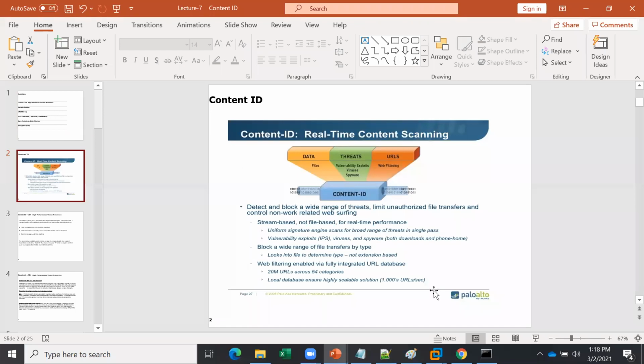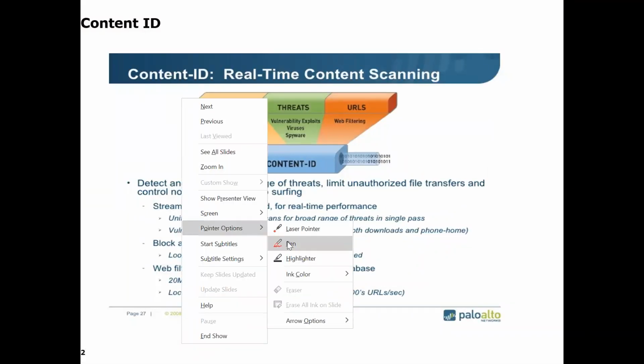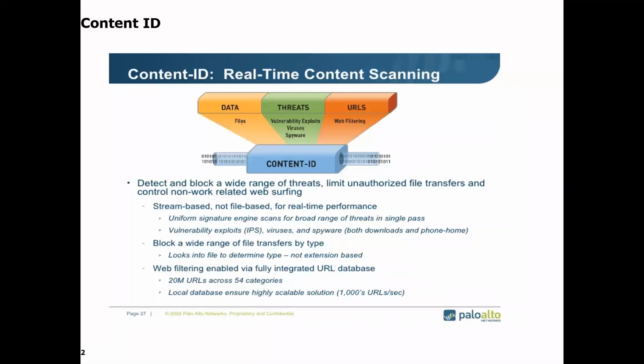Okay, so whenever we talk about content ID, it consists of web filtering, meaning URL filtering. Then threats. Threat means vulnerability, virus, and spyware. These are the types of threats you have. And also files. Files means data.